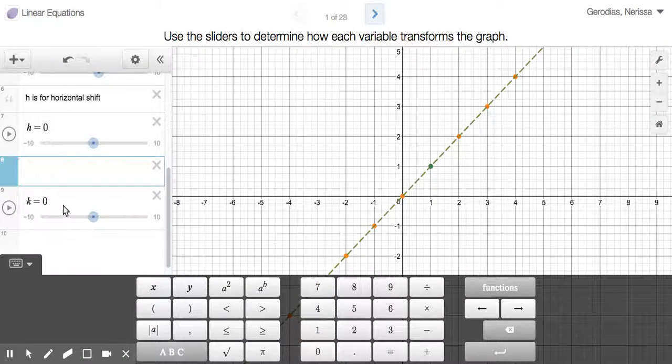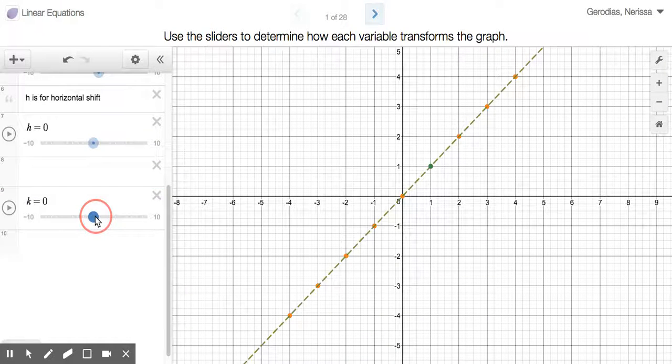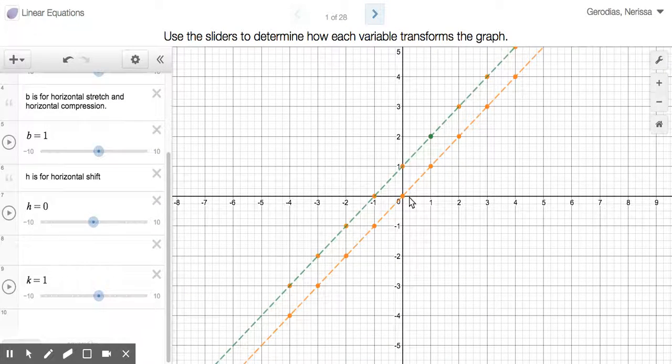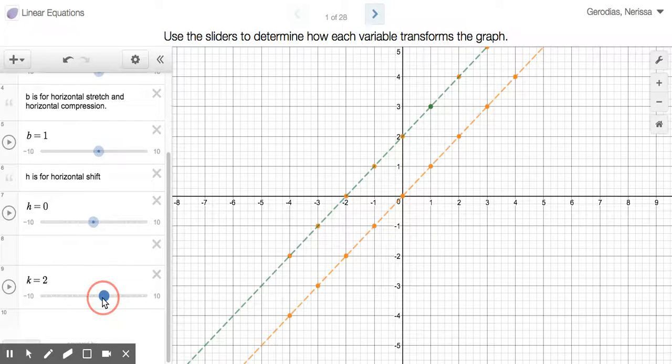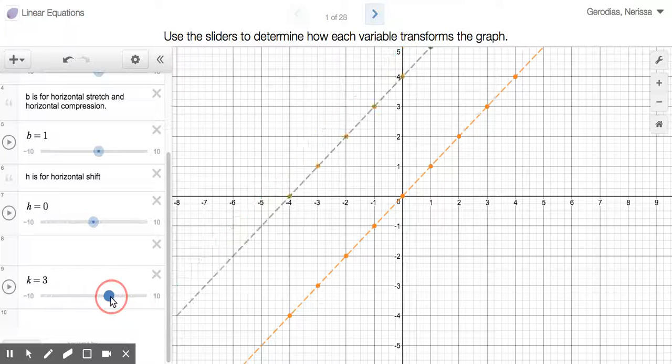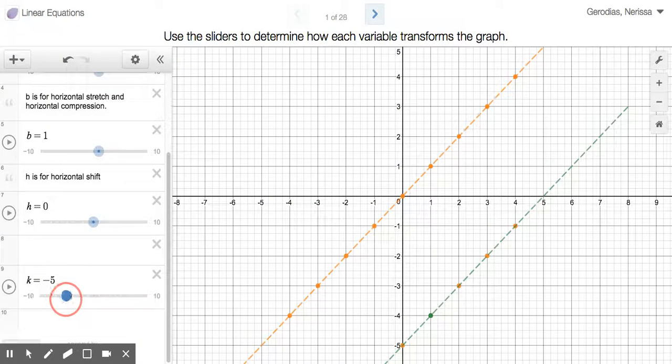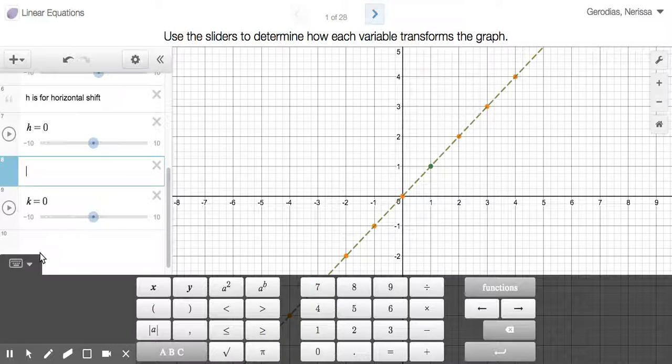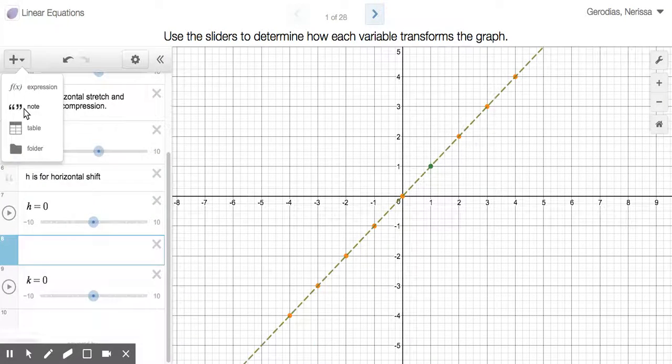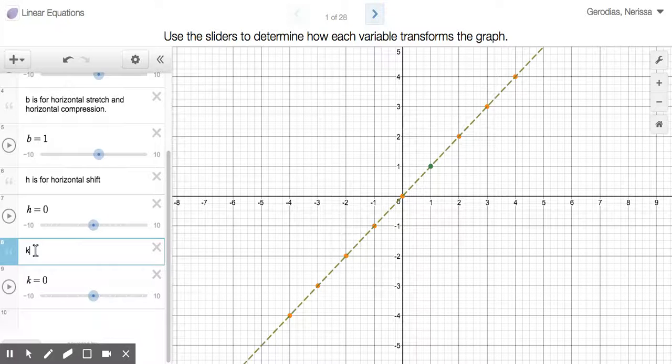And now lastly, we'll look at K. K, look at the green point. So when we make K equal to 1, the green point went up by 1. When K is 2, the green point went up by 2. So K is moving the graph up and down. So we call this vertical shift. So let's put a note again. K is for vertical shift.